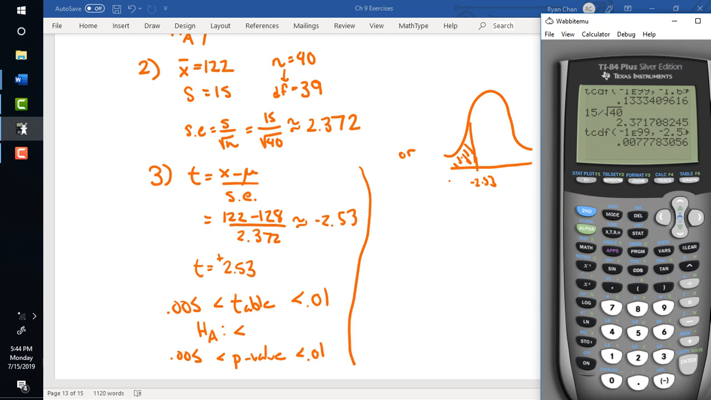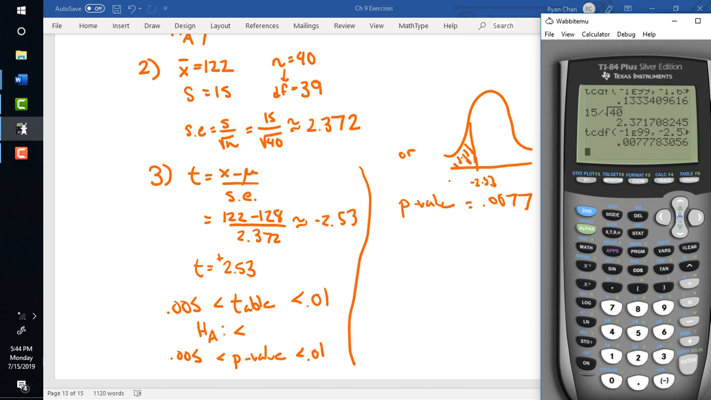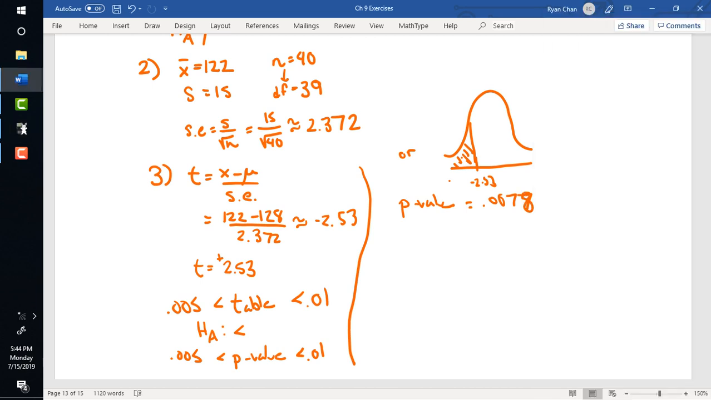And so your p-value is equal to 0.0077, right? Is that what it says? 0.0078. Now, if you look at what we did by hand, that makes sense, right? Because it should be between 0.005 and 0.01. So that holds true, okay? So you'll write tcdf, negative 1E99 to negative 2.53, comma, 39, okay? So that's what you'll write. Remember, you're not multiplying by 2 because of your alternate, okay?